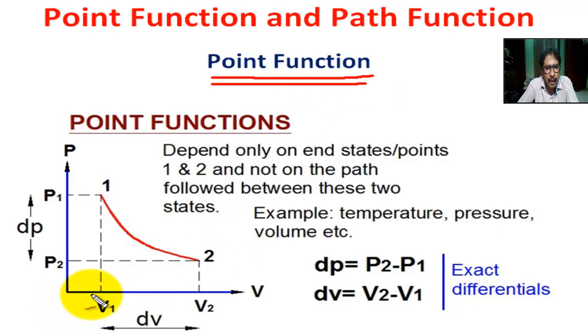This is the horizontal axis, represent volume V. This is the vertical axis, represent pressure P. This point is state 1. This is pressure P1, this is volume V1.